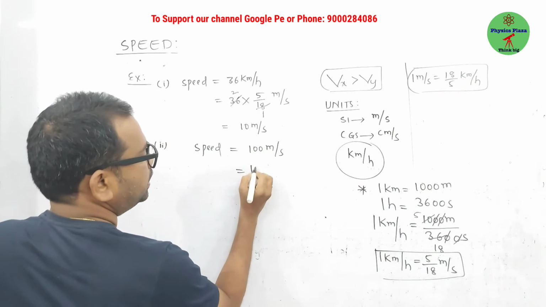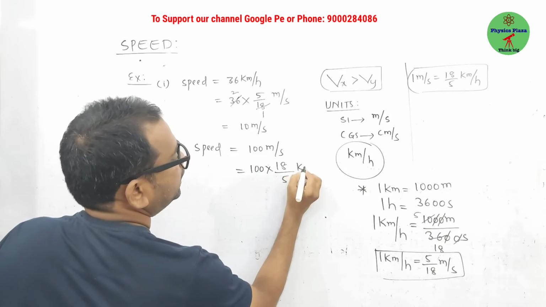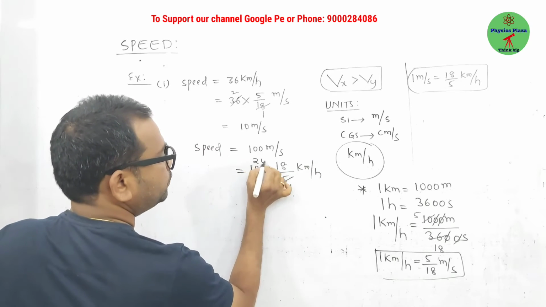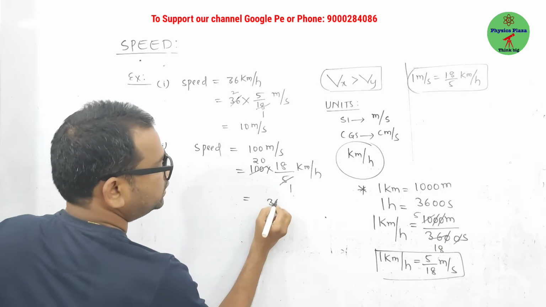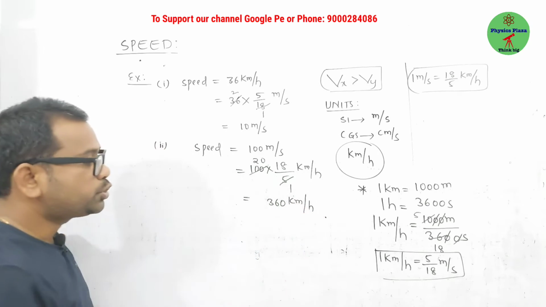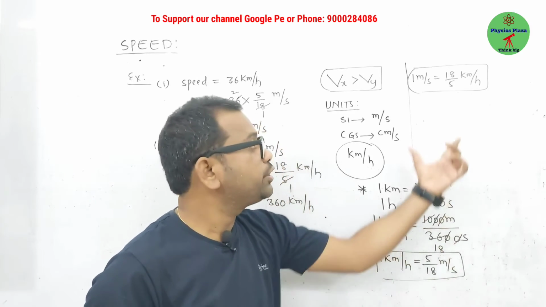So it can be 100 into 18 by 5 kilometer per hour. 5 ones are 5, 20s are... So this is going to be 360 kilometer per hour. That's it. So you should have this clarity on when to use this relation and when to use that relation.